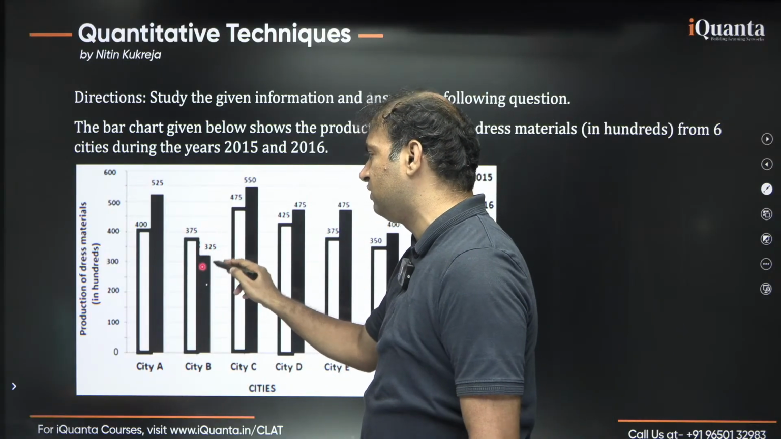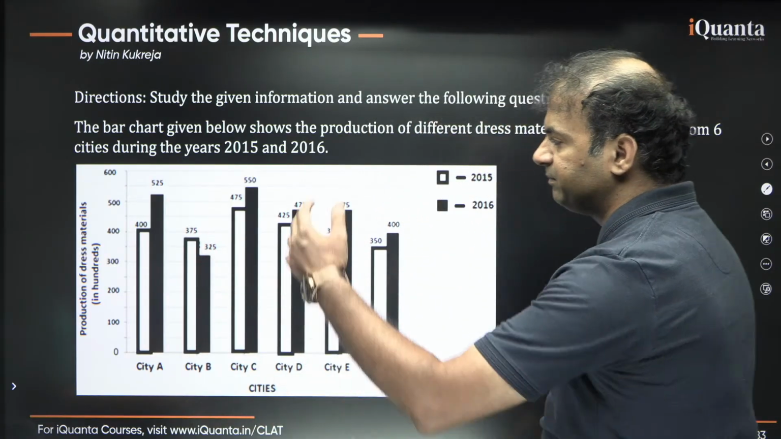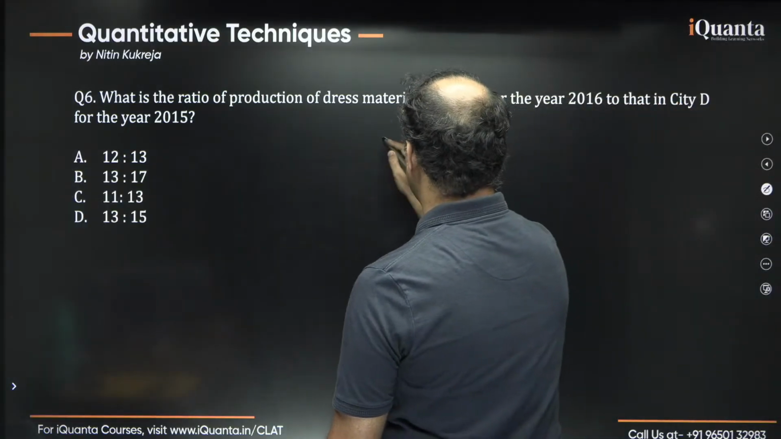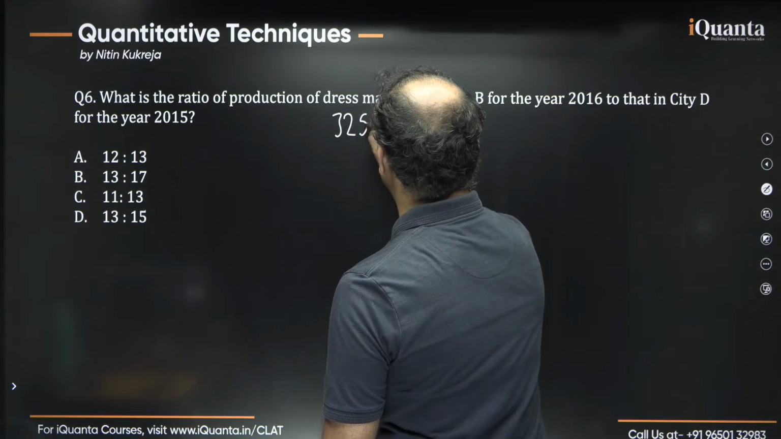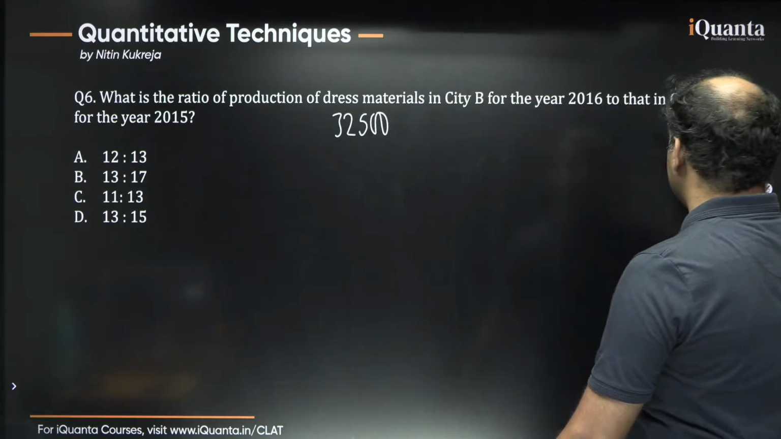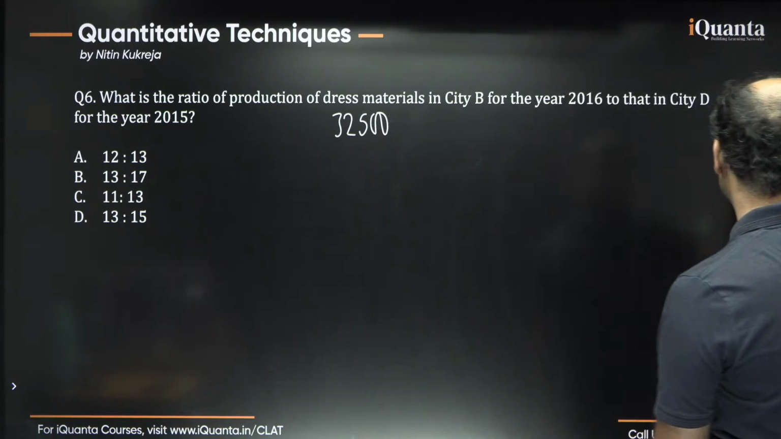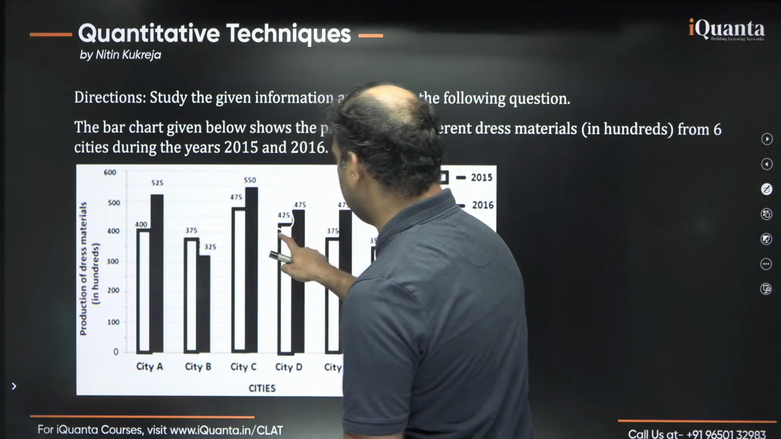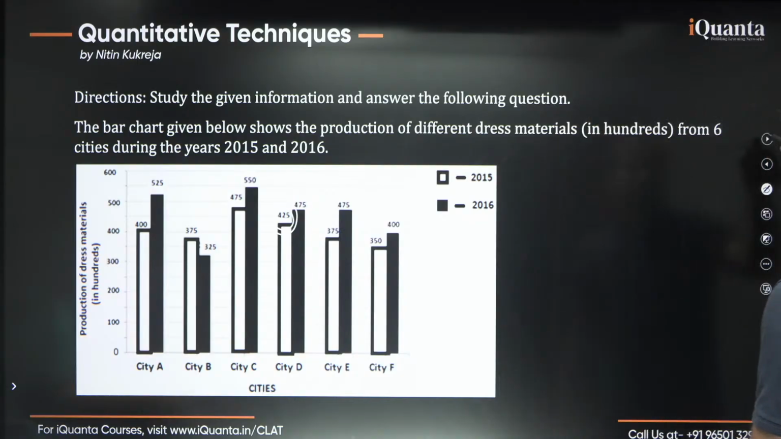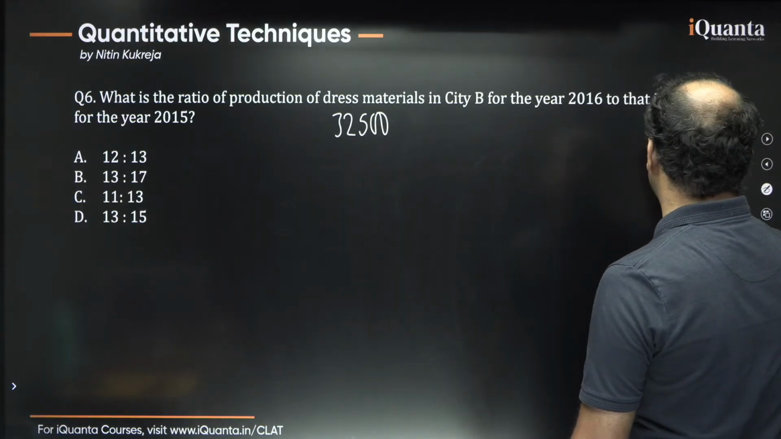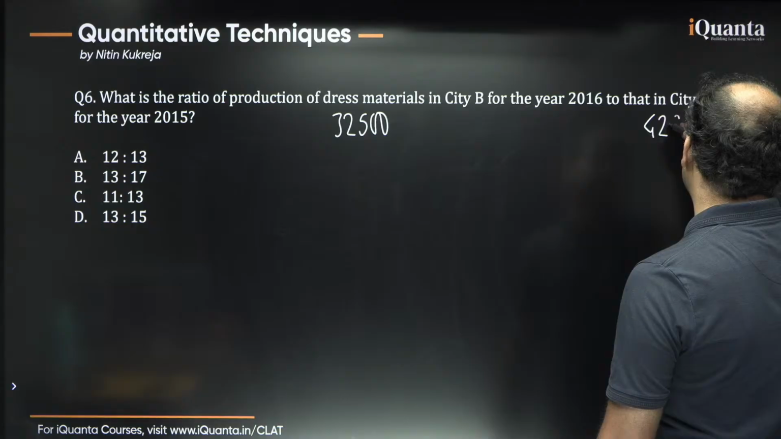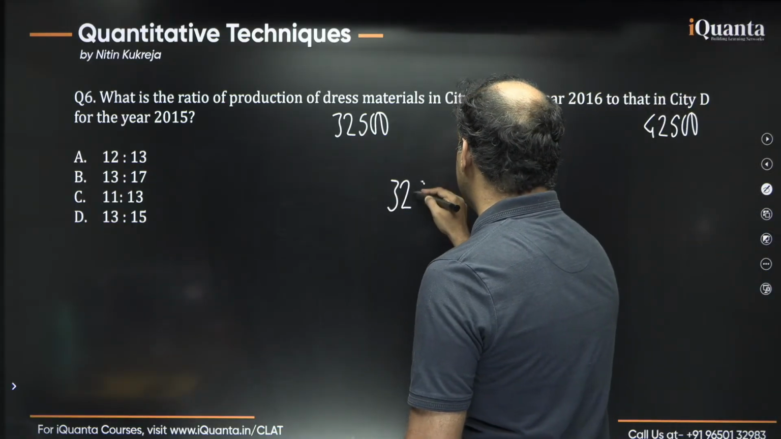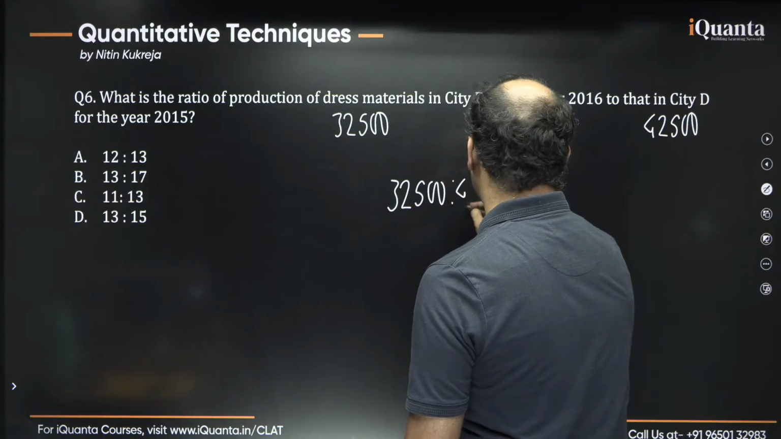So the production is 325 hundreds. What about city D in year 2015? City D is here, 2015 is here, so this is 425 hundreds. Now we just have to find the ratio. So the ratio is 32500 to 42500.